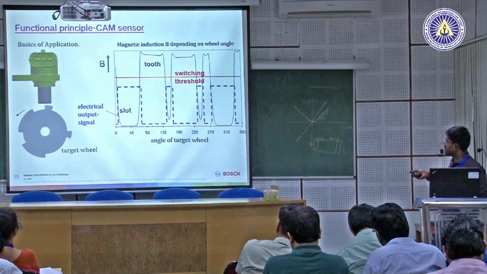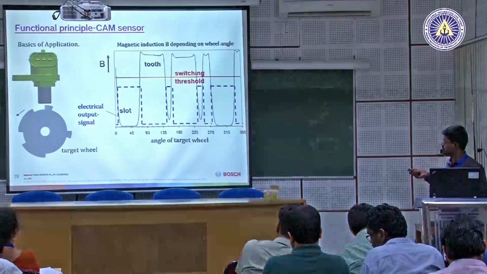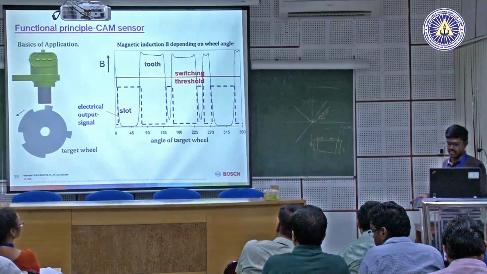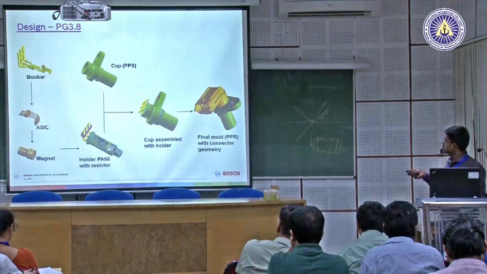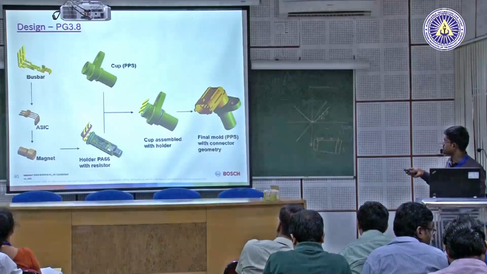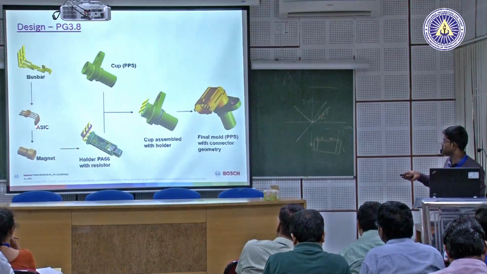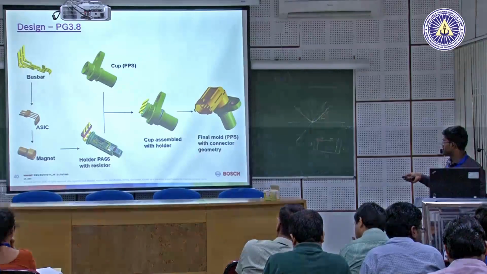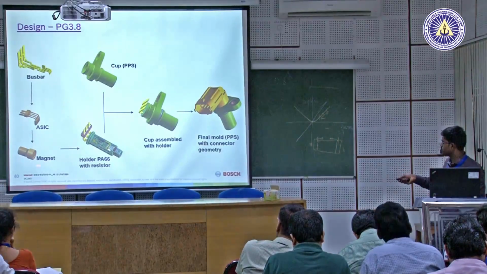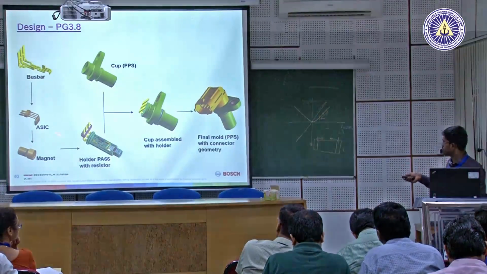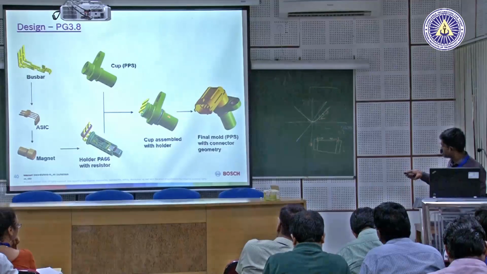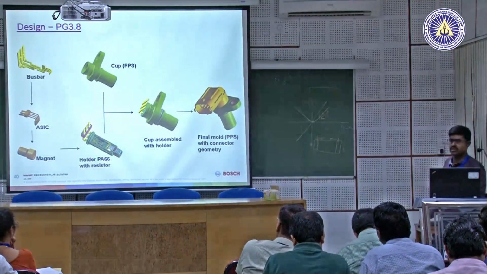And you have a digital output, so it works on the principle of the Hall effect. This is the typical design, with the ASIC. This consists of the Hall element, then a magnet, then a holder to keep all these things, then a cup to put this in, then the assembly, then the final sensor. This is how it looks.